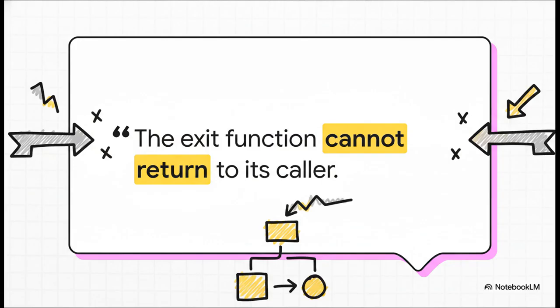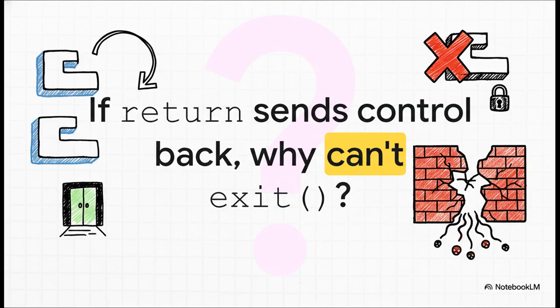And here's where it gets really weird. The official ISO C standard, the rulebook for C, says, and I quote, "The exit function cannot return to its caller." Now, wait a minute. That seems to completely break the fundamental rule we just talked about, doesn't it? How can a function just not return control? So that brings us to the core puzzle here. If return is all about politely handing control back up the chain, why is exit forbidden from doing the same thing? What makes it so special? It really feels like a contradiction.